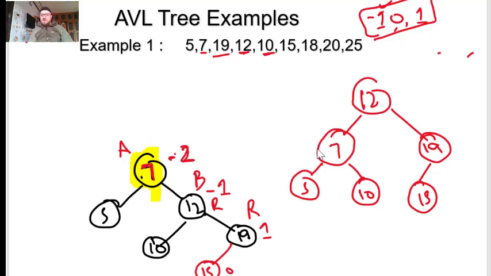Okay, now in this scenario I am seeing that I have got a balance factor of 0. This is also 0. This one, 19, has 1 minus 0, that is 1. This 7 has 1 minus 1, that is 0. Now 12 has 2 minus 2, that is 0, so it is perfectly balanced.